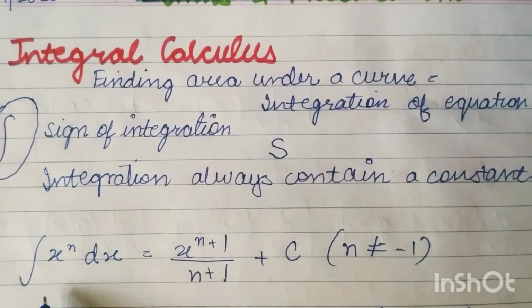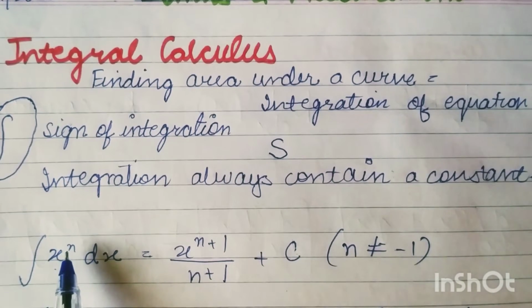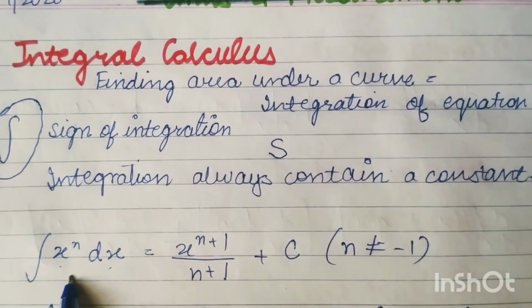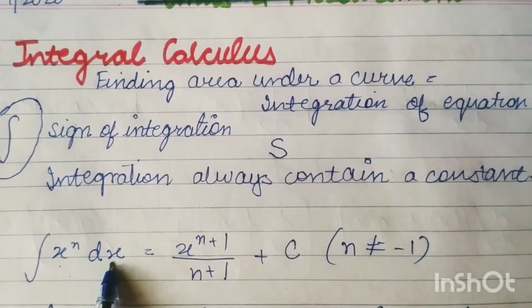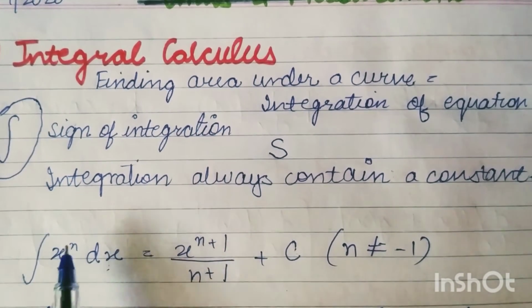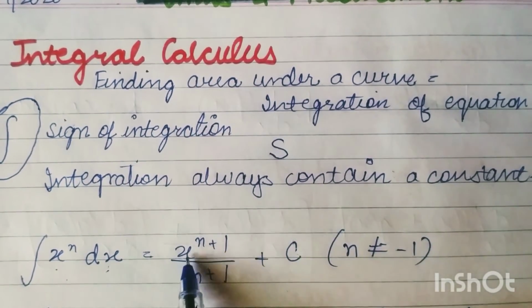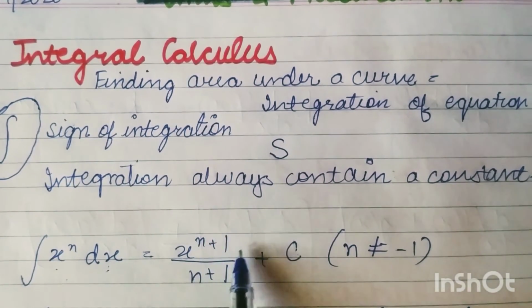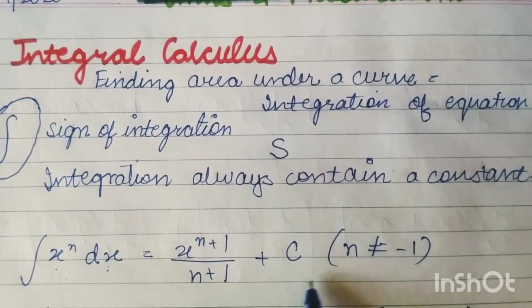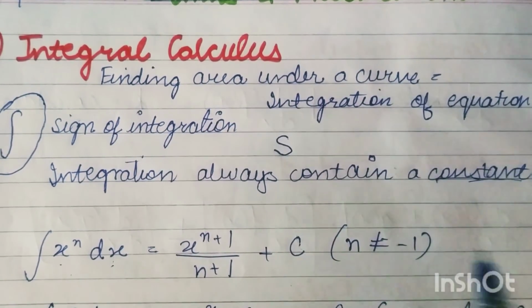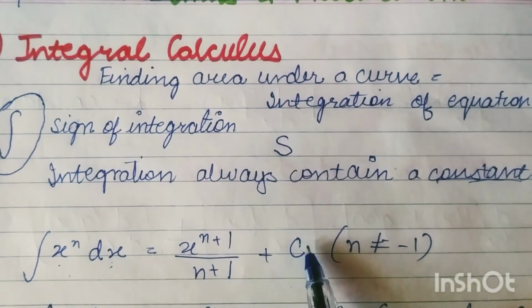Integration of x raised to the power of n with respect to x. Here we will not write it in the denominator. We will write it here only. So integration of x raised to the power of n with respect to x will give us x raised to the power of n plus 1 upon n plus 1 plus constant. I said a constant is very important, so the constant should be there.